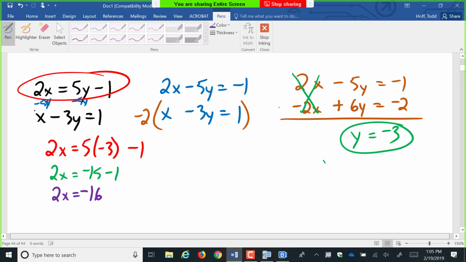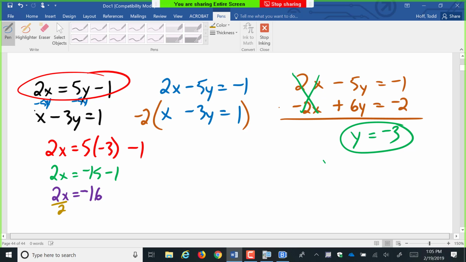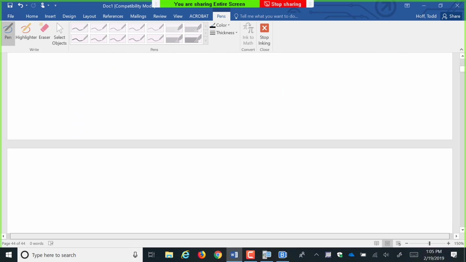Then what? Divide by 2. X equals negative 8. So, is that what everybody got? Any questions? Perfect. So, of course, it can keep getting more difficult from there. The next step is to run into equations where both have to be multiplied.